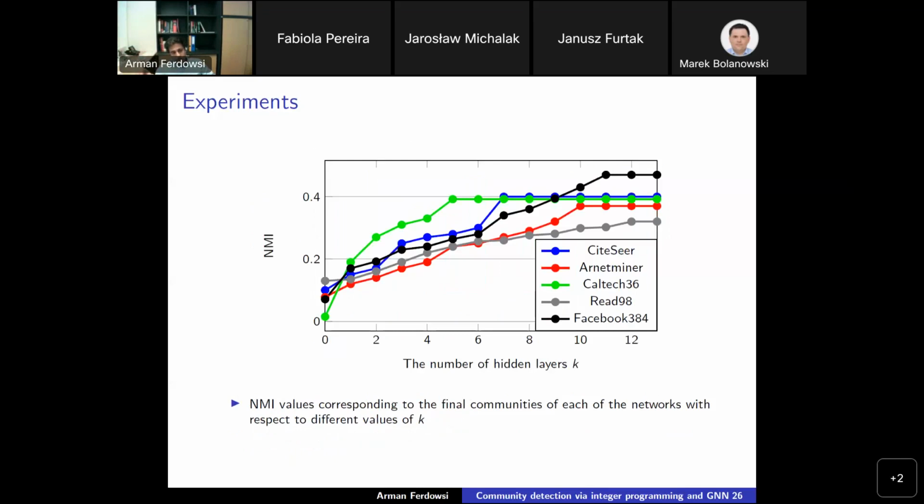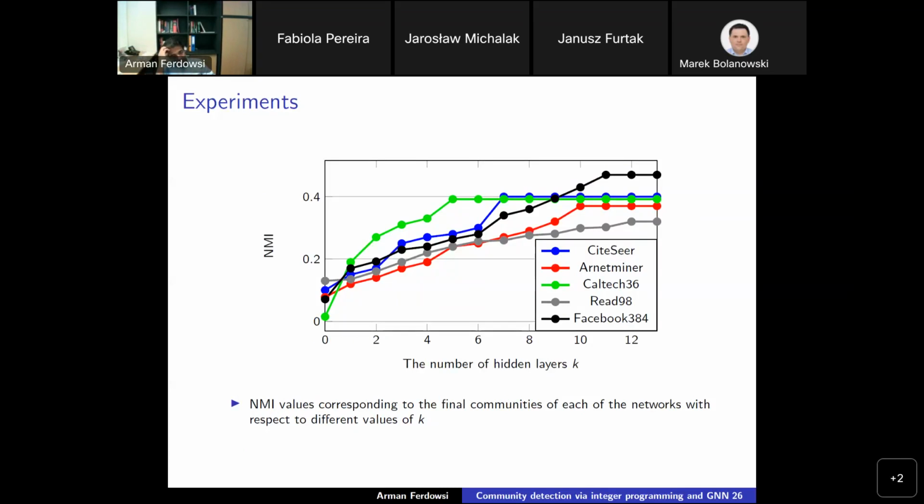For doing this, we compute the values of NMI and ARI associated with each network's obtained final communities in terms of the different hidden layer numbers K. In this regard, K equal to 0 refers to the case when only modularity is employed to identify communities with respect to the graph topological structure. The figure on the slide shows the result.